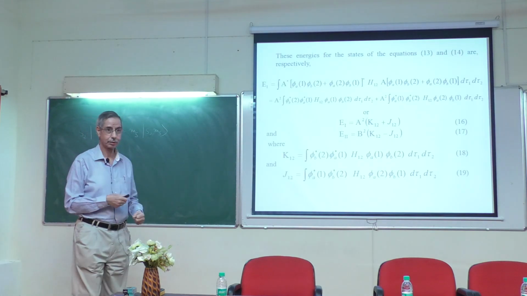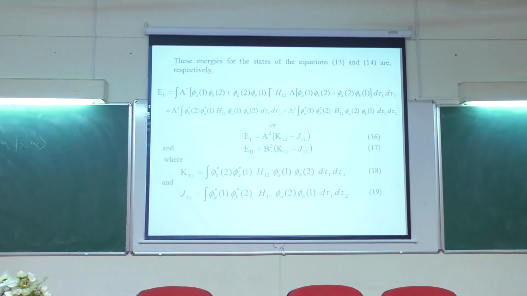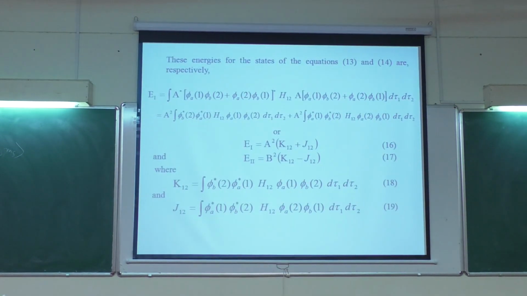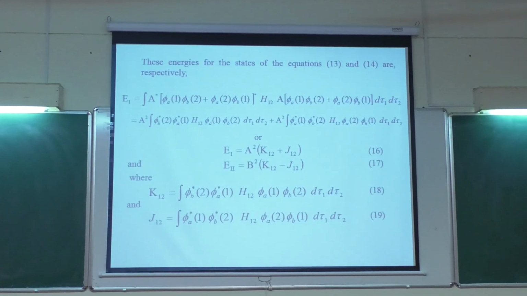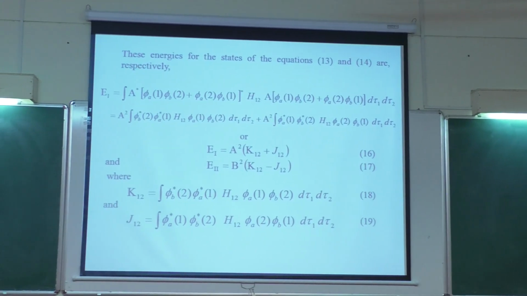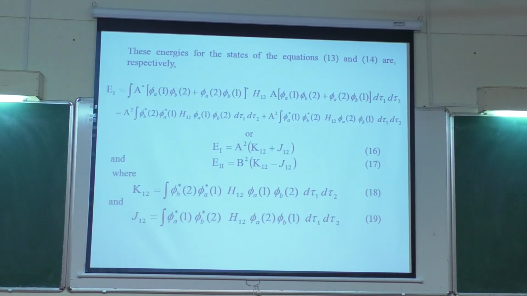Now if I try to calculate the expectation value, because that is what gives you the energy eigenvalues, for this Hamiltonian it is given by this. This is the symmetric part, corresponding to the first one, where the spatial part of the wave function is symmetric and the spin part is antisymmetric. And the other one corresponds to the case where the spatial part is antisymmetric and the spin part is symmetric.